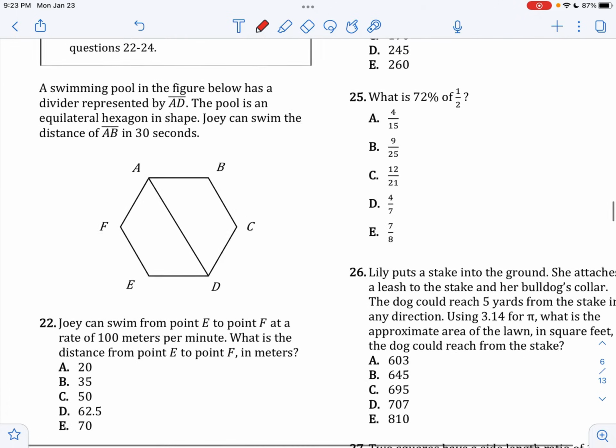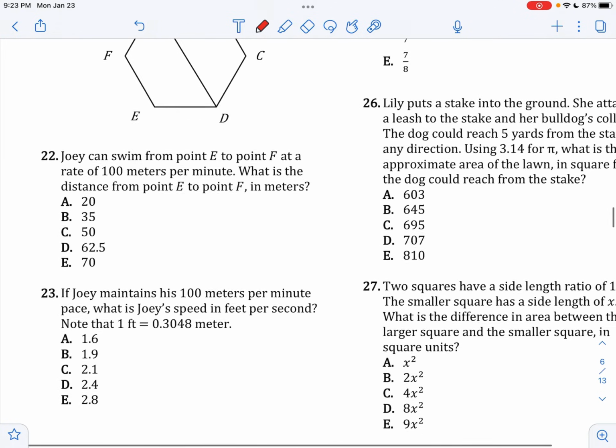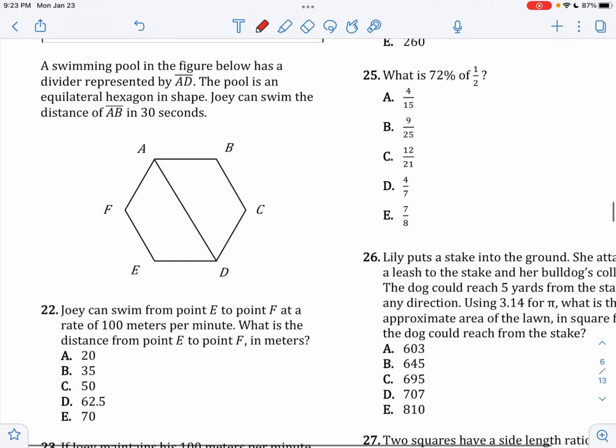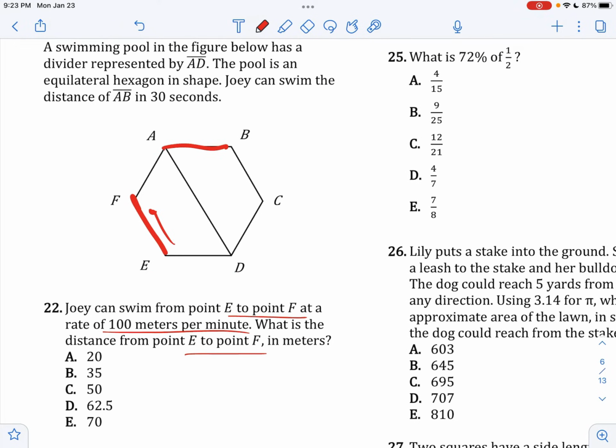A swimming pool in the figure below has a divider represented by AD. The pool is in an equilateral hexagon. If Joey can swim from point E to F at a rate of this, what is the distance from point E to F in meters? E to F is going to be, so he can do this, if he can do this in 30 seconds, that means he can do this right here also in 30 seconds. So they're the same distance, right? So he can do 100 meters per minute.